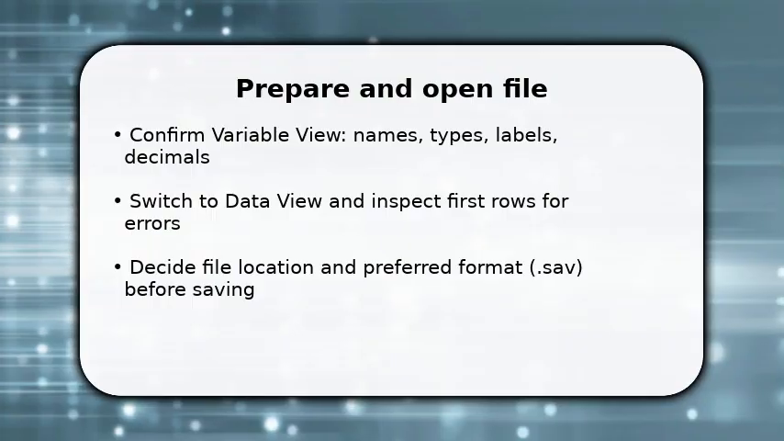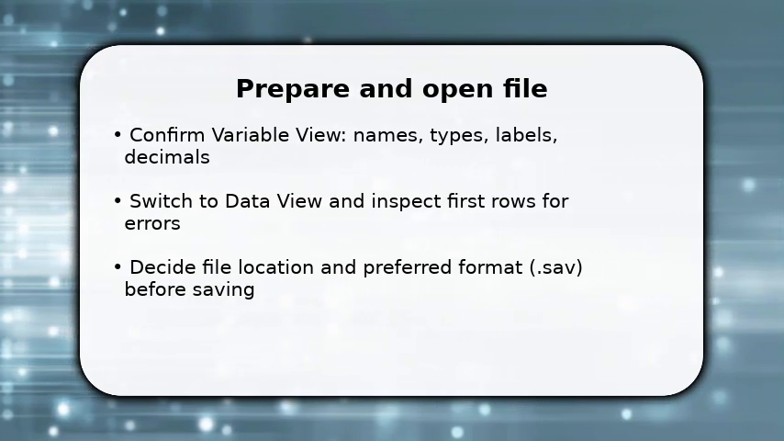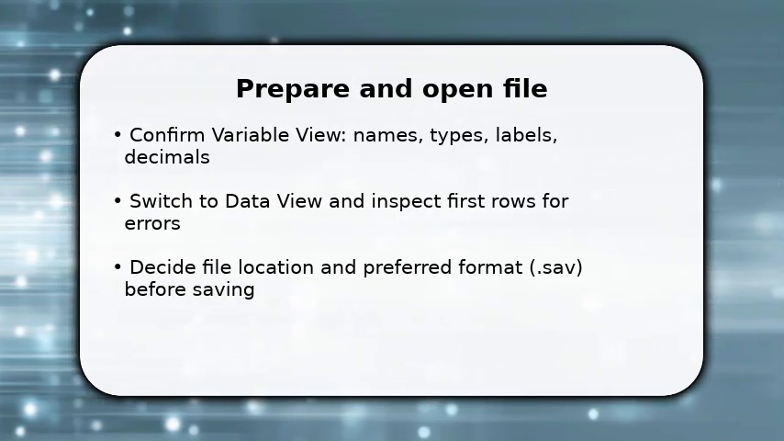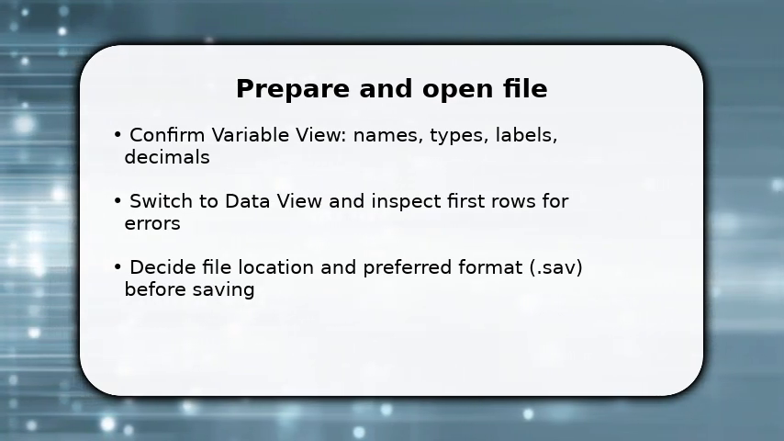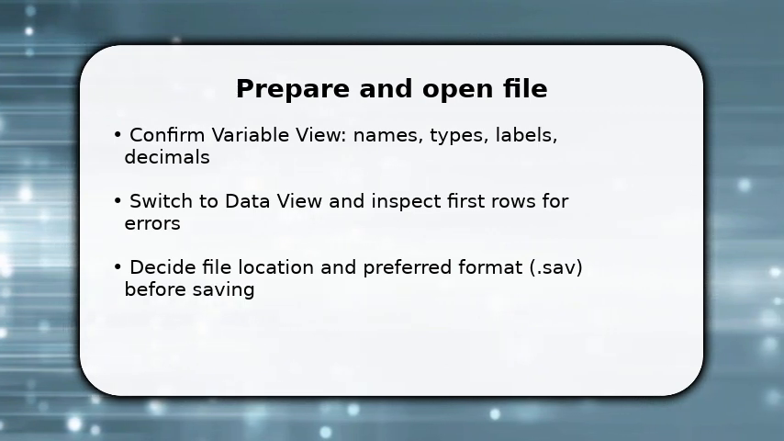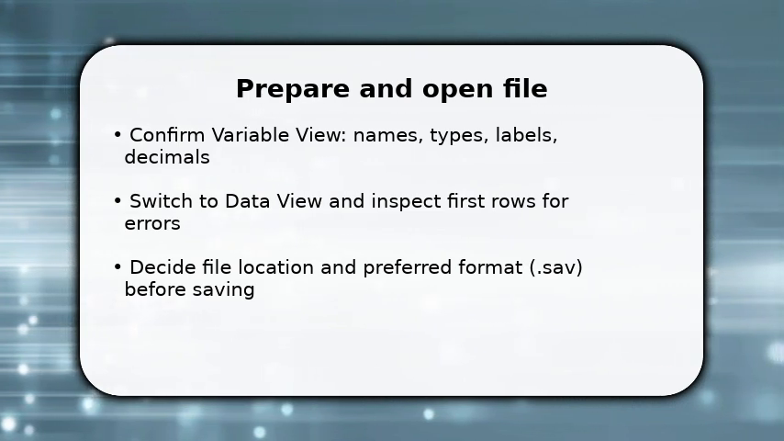Enjoy the video. You already have your dataset open. Start by verifying variable view settings so SPSS writes variables correctly. Check types, widths, and value labels now, because once saved, those metadata are what you keep. Once done, switch to Data View and scan a few rows to catch formatting issues early.